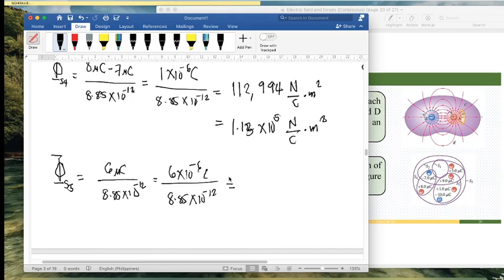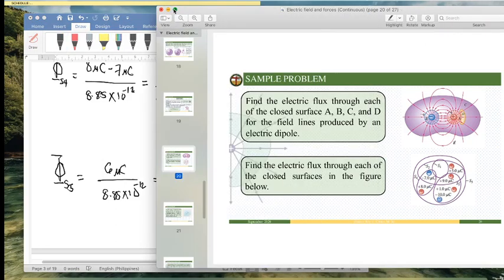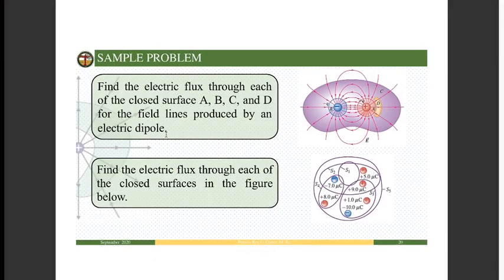So 6 times 10 to the negative 6 divided by epsilon sub naught times 10 to the negative 12. Then that is equivalent to 677,966 Newton per coulomb times meter squared, or in scientific notation, 6.8 times 10 to the 5 Newton per coulomb meter squared. Okay? So yeah, that's the advantage of Gauss's law in finding the electric flux through any closed surface.